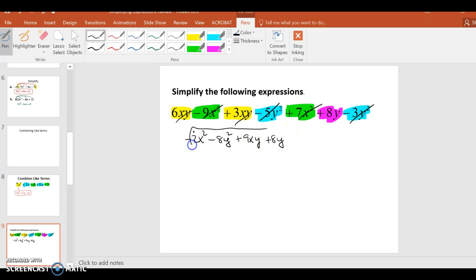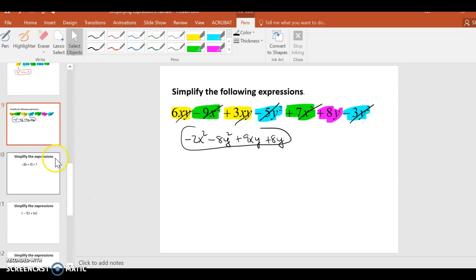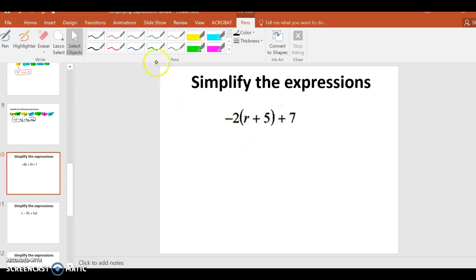None of these terms can be combined from this point on. Okay? So again, this is all stuff you've been doing. It might be at a higher level. So the next one. Here, when we simplify, the first thing we always do is you have to distribute first.